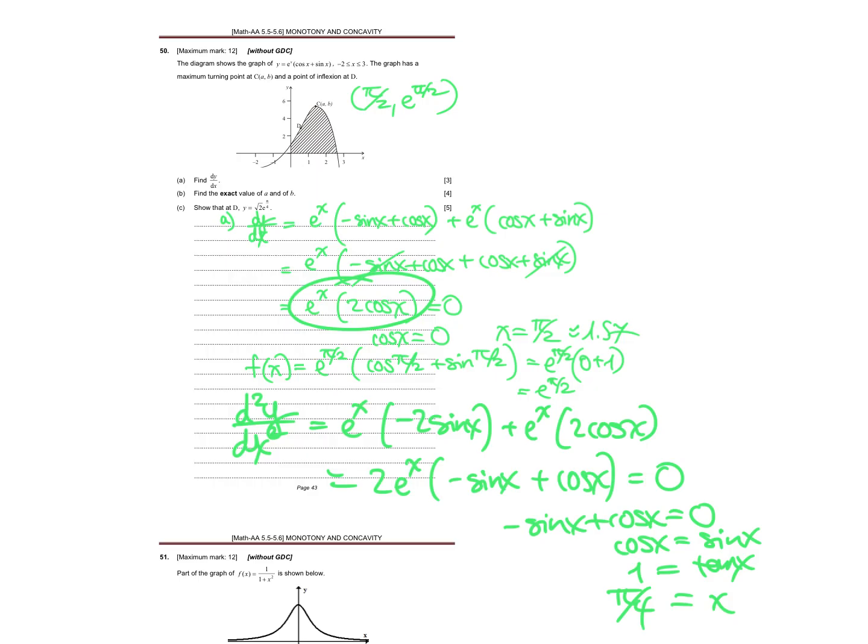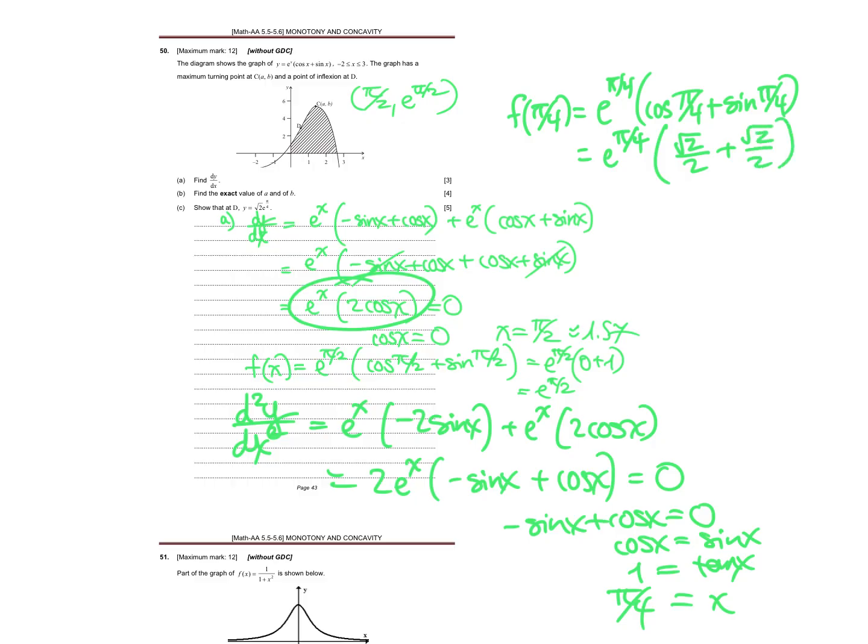And then we need to sub that back in, so we have e to the pi over 4 times cosine pi over 4 plus sine pi over 4. So that's e to the pi over 4 times root 2 over 2 plus root 2 over 2, which is 2 root 2's over 2, times e to the pi over 4. So we've got root 2 e to the pi over 4. Check. Okay.